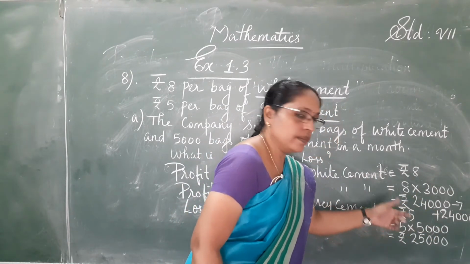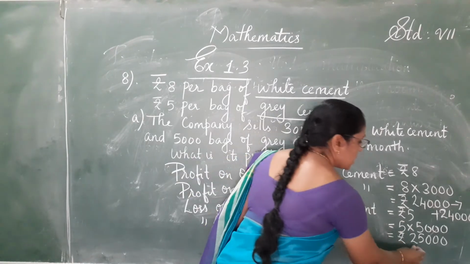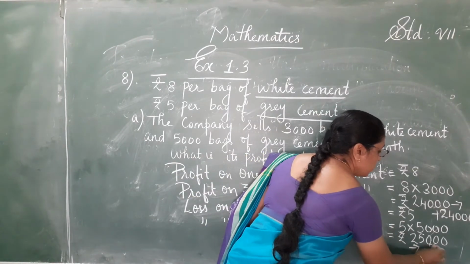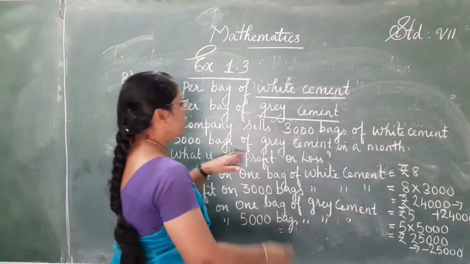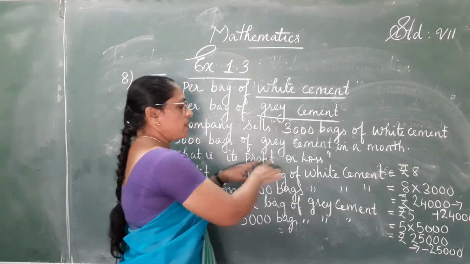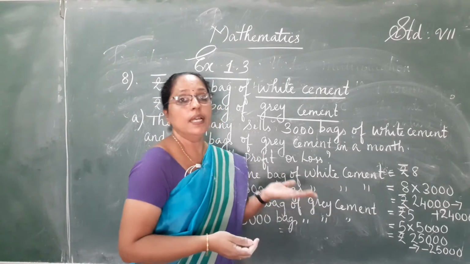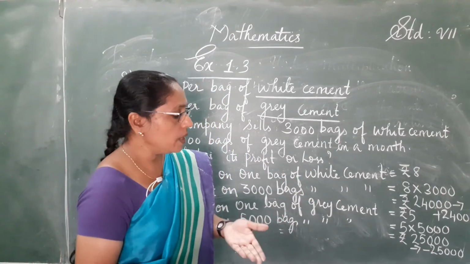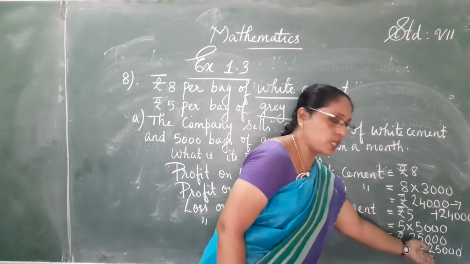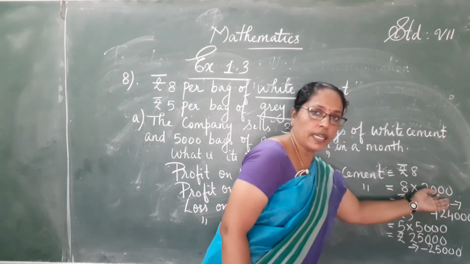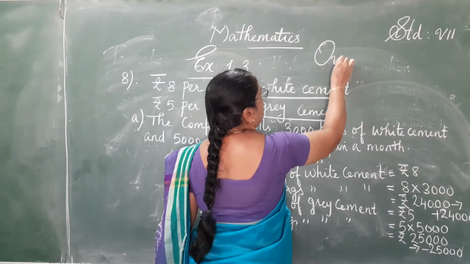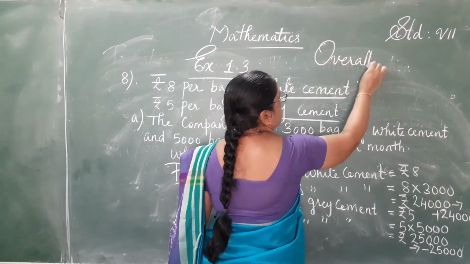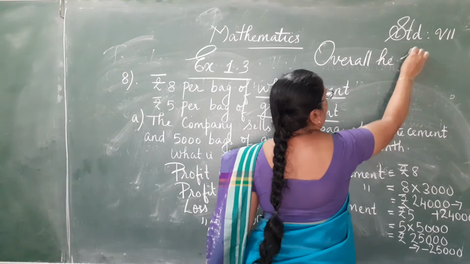By selling grey cement, he is having loss negative 25,000. Okay. So the question is, what is its profit or loss? Whether he is getting profit or loss. He is having loss more than profit, right? So overall he is getting loss. So overall sale he has loss.